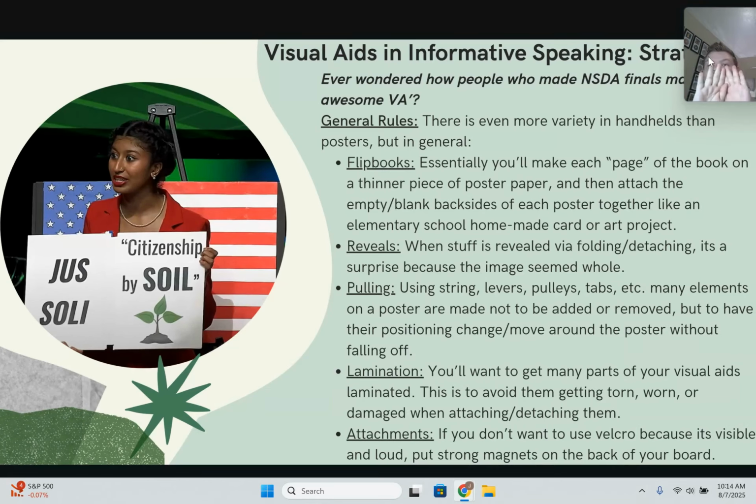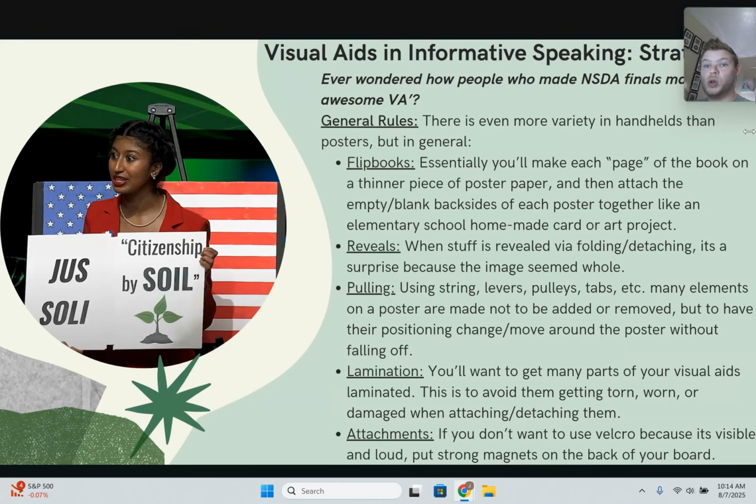So when the audience sees the poster paper with the regular picture, it just looks like a full and complete picture. But then you can either fold it up or down or left or right, or you can remove it entirely if you've magnetized it, and then there's something hidden behind it or underneath it. So that is kind of how people typically end up doing reveals.